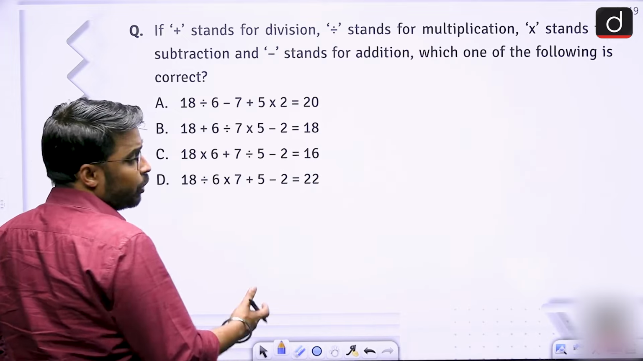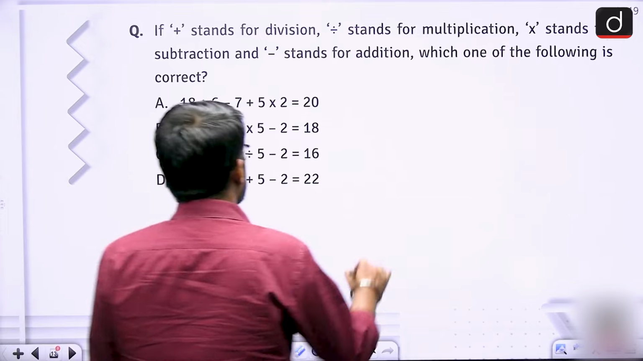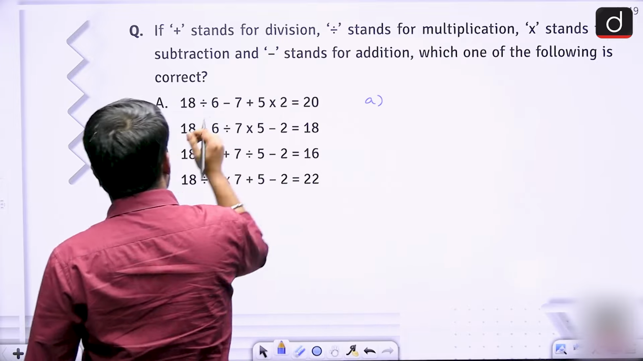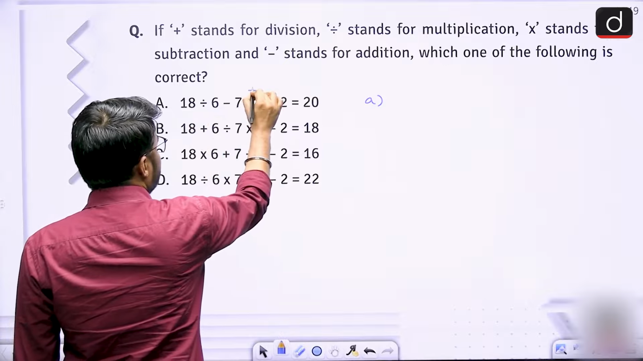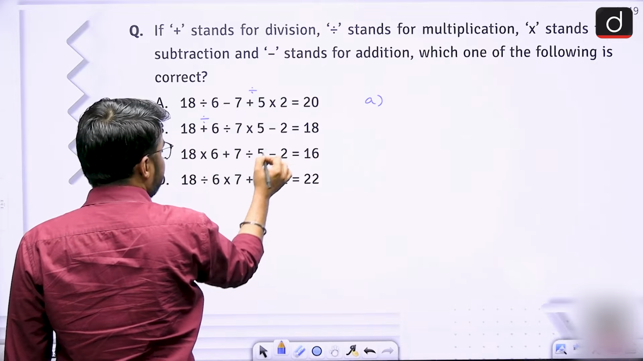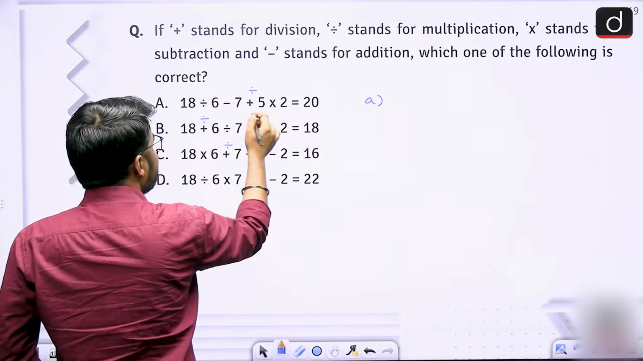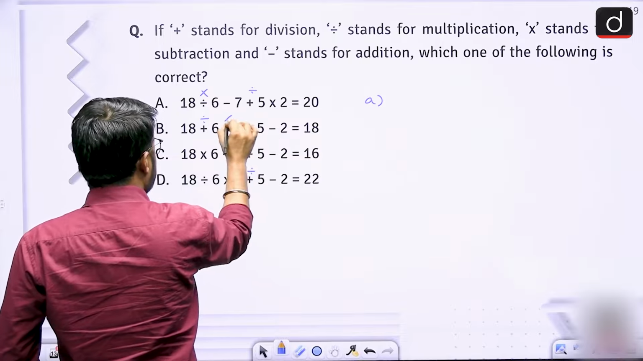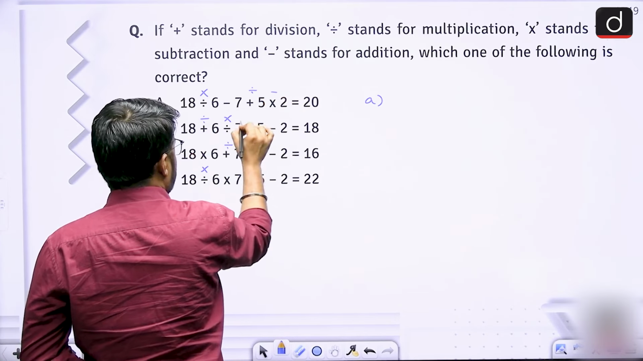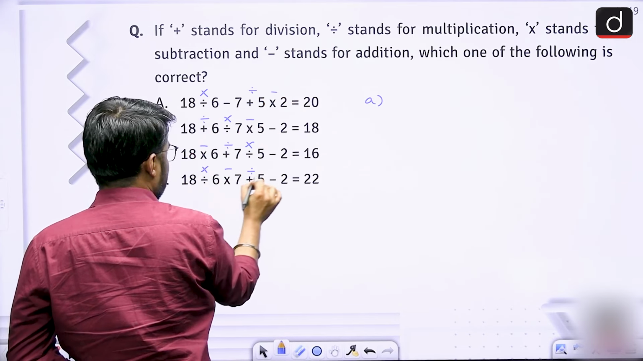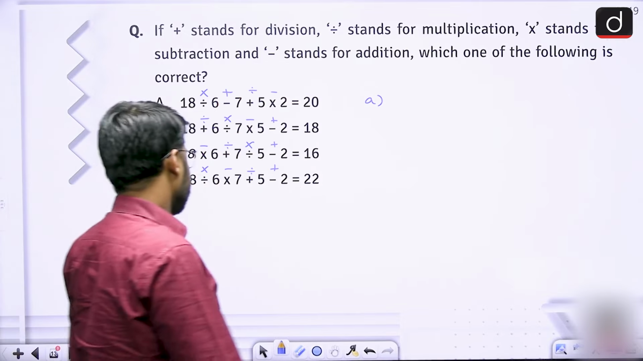Now see, what you can do is take these options one by one and start solving them, and let's see which option gives me the answer. First I will replace these codes: plus stands for divide, so wherever I have the plus symbol, I'll replace it with divide. Second, divide stands for multiply, so wherever I have a divide symbol, I'll replace it with multiply. Next, multiply stands for subtraction, so wherever I have a multiply symbol, I'll replace it with minus, and minus stands for plus, so wherever we have a minus symbol, we'll replace it with addition.